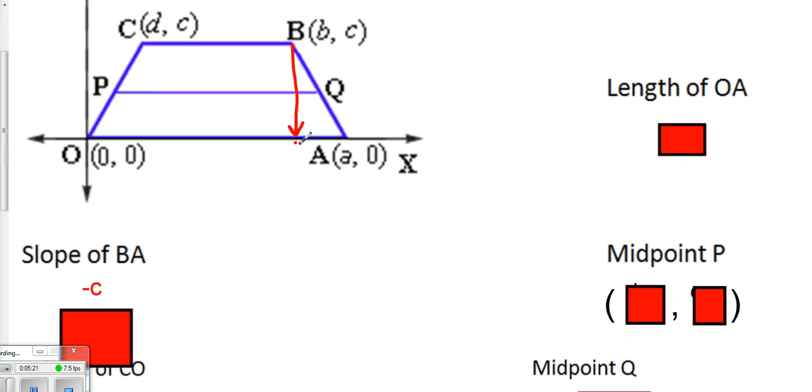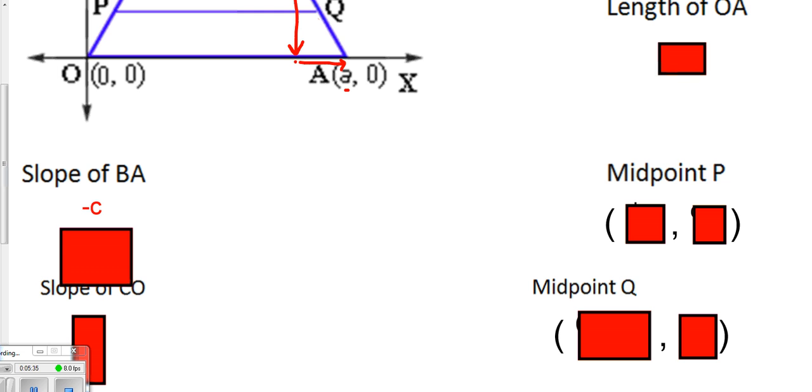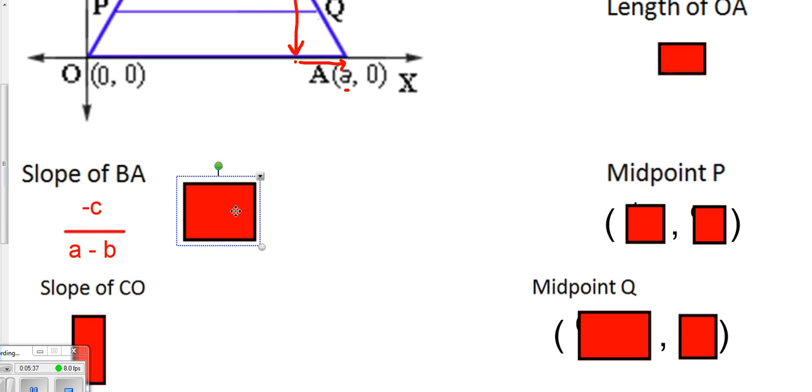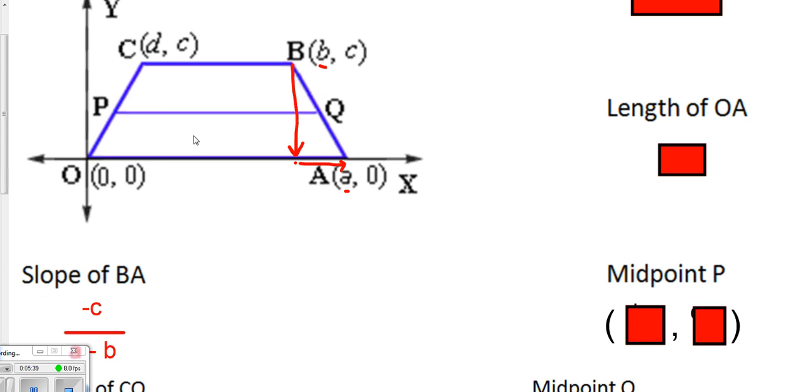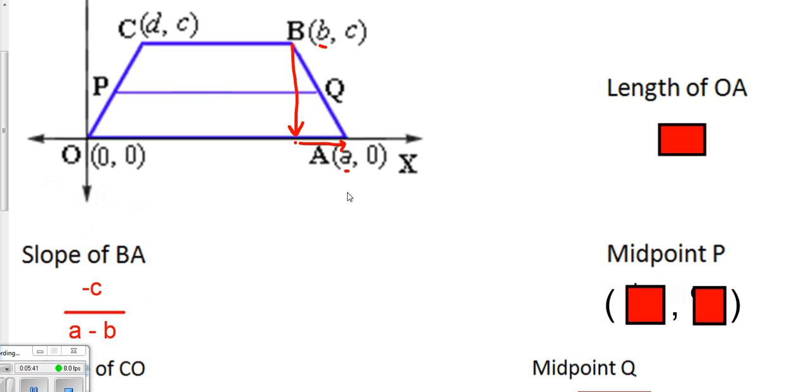So from here to here, how far over are we going? Well, that depends on where B is at and where A is at. If we know these numbers, we would say, all right, take this letter A, subtract letter B, and that's how far this would be. So we would call that A minus B on the bottom. So the slope from B to A is going to be negative C over A minus B. Whatever these values are will change that slope.